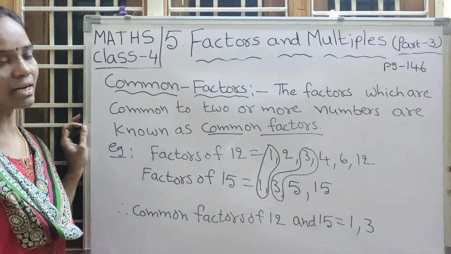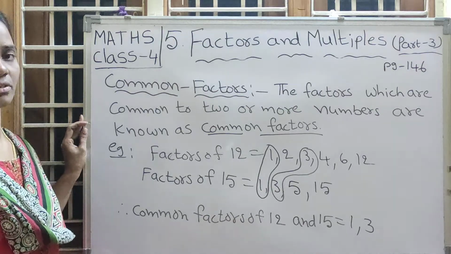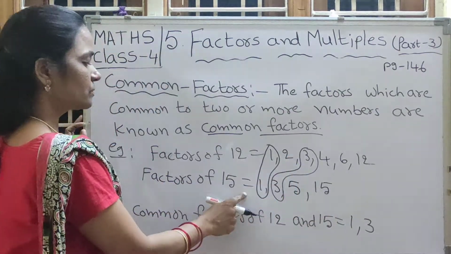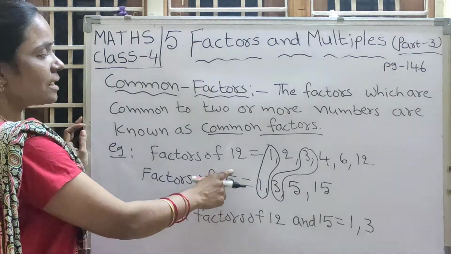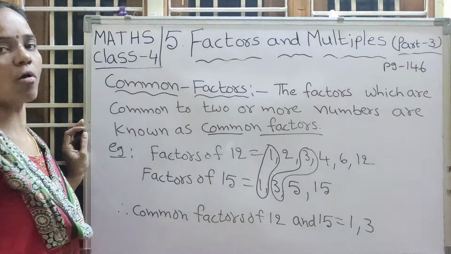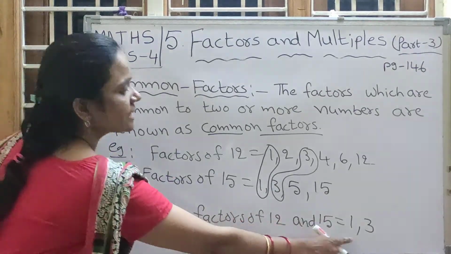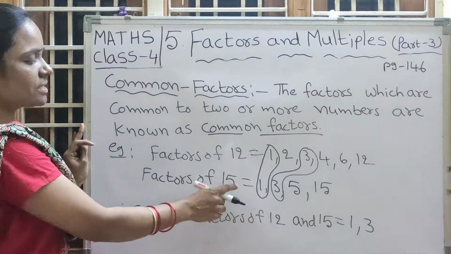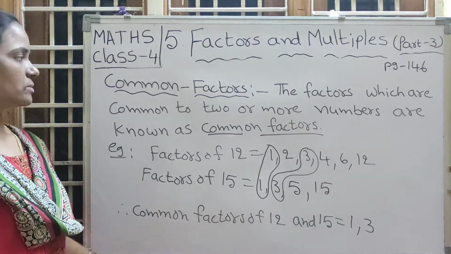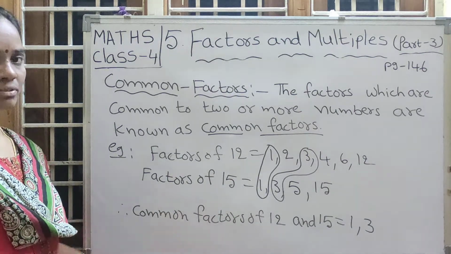In this way we will write the common factors. Note it down, children. The factors which are common to the given two or more numbers are known as common factors. So here 1 and 3 are common for 12 and 15. Okay, I hope you understood. Next concept, note it down, children.